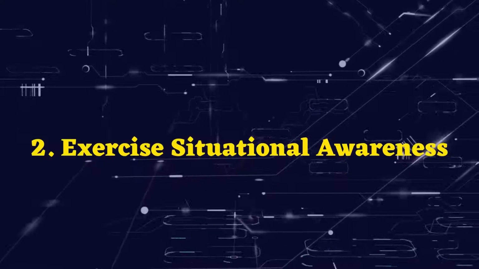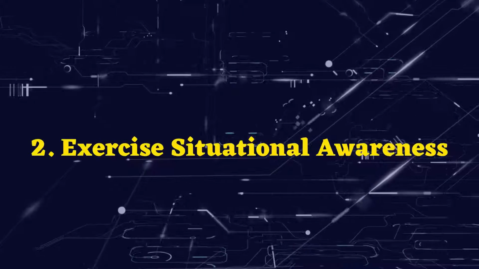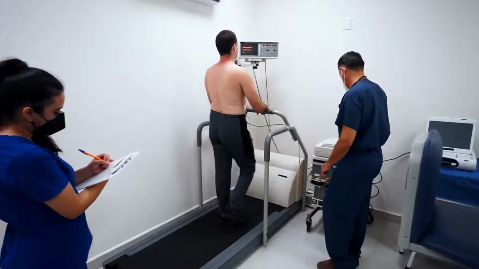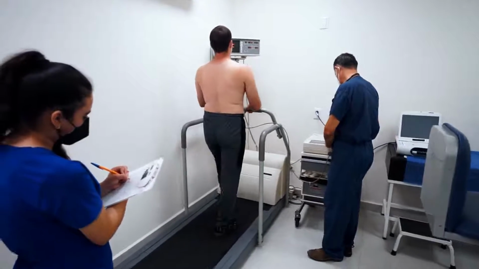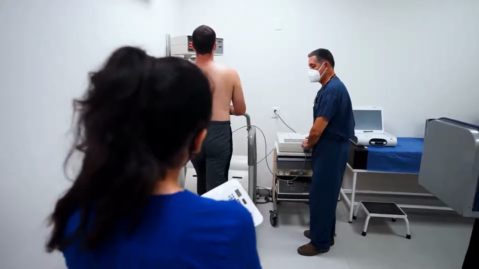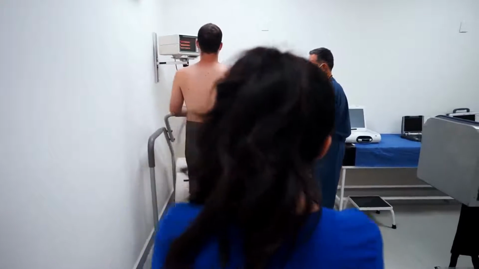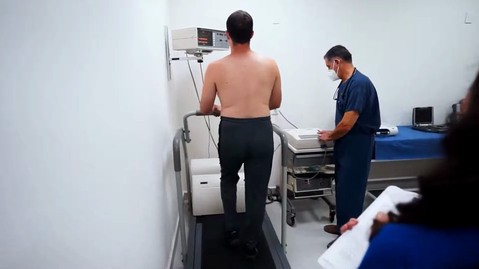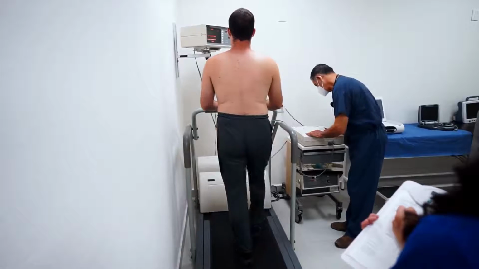Point 2. Exercise situational awareness. Situational awareness is your ability to perceive certain elements and events in your environment, with regard to time, setting, and the meaning of the situation you are in. To practice situational awareness, you can incorporate the following exercises in your daily routine.